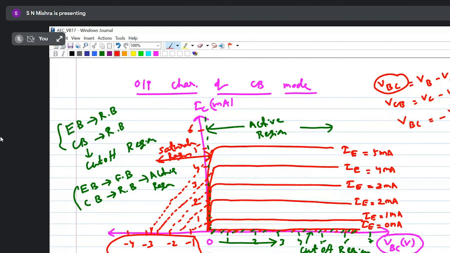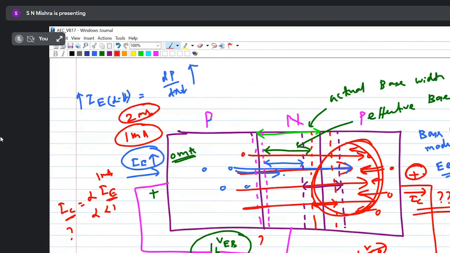Okay, so in this saturation region, what happened to the emitter base junction and collector base junction? Both are forward biased or not? You look at this PN junction. P is connected to positive, N is connected to negative. Emitter base junction is forward biased. Look at the collector base junction. P is connected to positive, N is connected to negative. This is also forward biased.